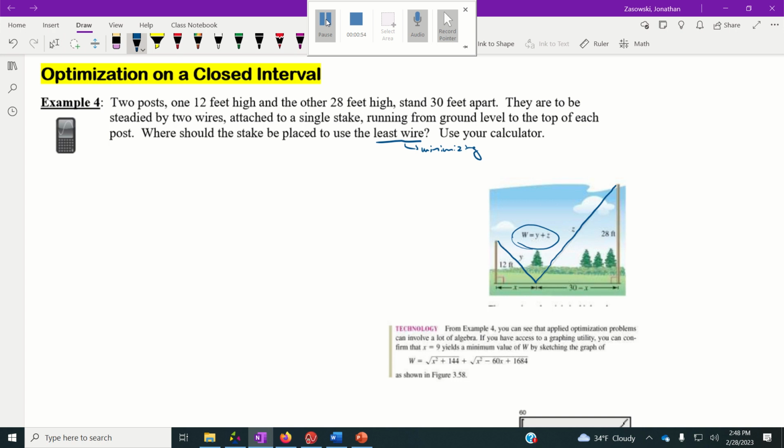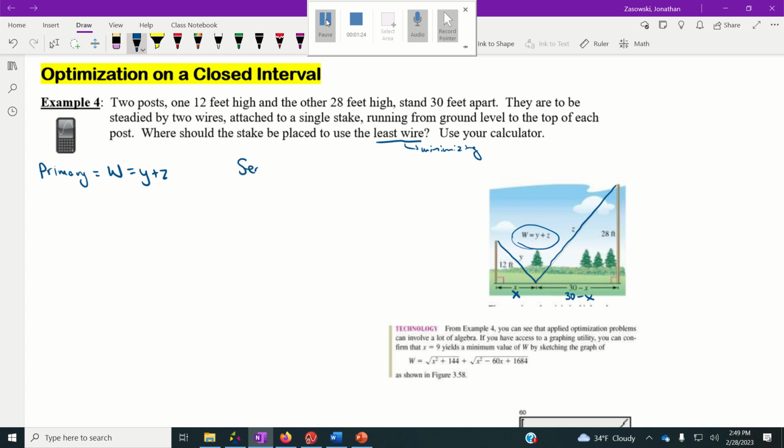Now, since we know that it's 30 feet, whatever we call this distance for this triangle X, this distance over here is going to be 30 feet minus that amount. So if we pick 5, right, 30 minus 5 is 25. That's kind of the ideal setup here. So our primary equation for this problem is really this length of the wire we're going to call W, okay, which is equal to Y plus Z.